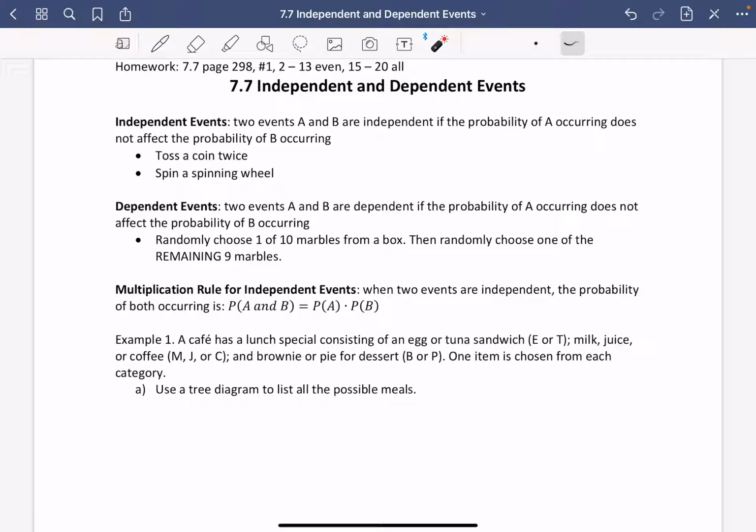So for example, if you have a spinner that's like, let's do three equal sides or four. Let's say A, B, C, D. Let's say these are equal parts. Now, you spin it once, you will get one of these four letters. If you spin it twice, the outcome is still one of these four letters. It doesn't change. Right? So the first time you spin it does not affect the second time you spin it.